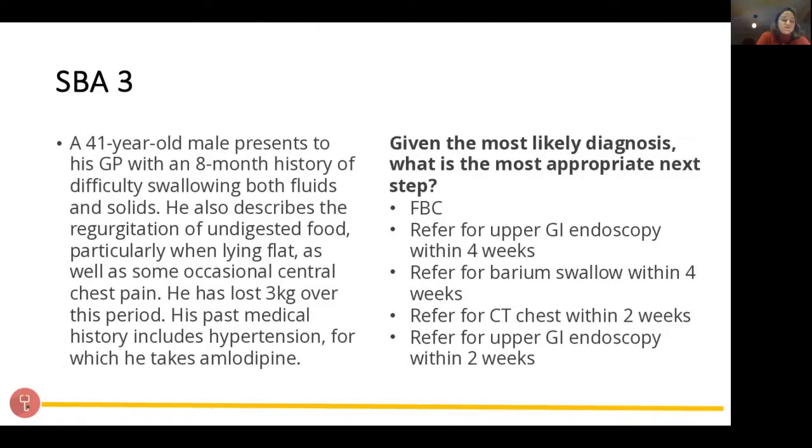So again, this is one of those 2-step questions. So if you know the diagnosis, that's great. But what is the most appropriate next step? Would you do a full blood count for this man? Would you refer him for an upper GI endoscopy within 4 weeks, or within 2 weeks? Or would you do a barium swallow, or would you do a CT chest? So I'll give you a few more seconds to get some more answers.